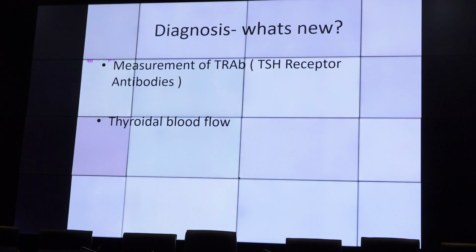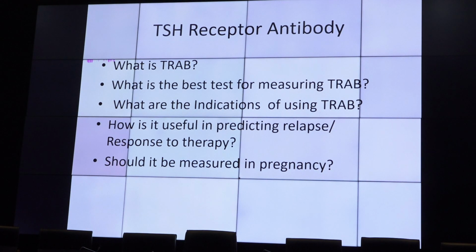And next is the thyroid blood flow on the ultrasound. So I'll be talking about TRAP. So what is this TRAP? What is the best test for measuring TRAP? What are the indications of using TRAP? How is this useful? And should it be measured in pregnancy? These are the 5 things.